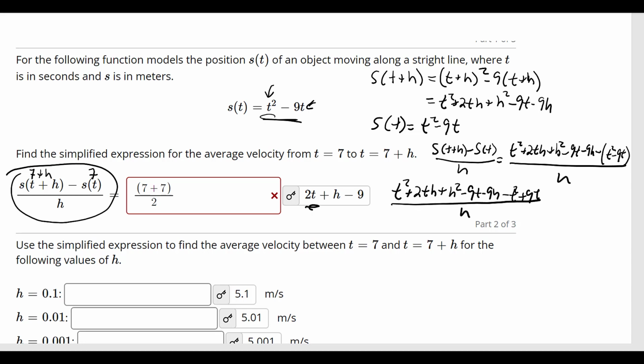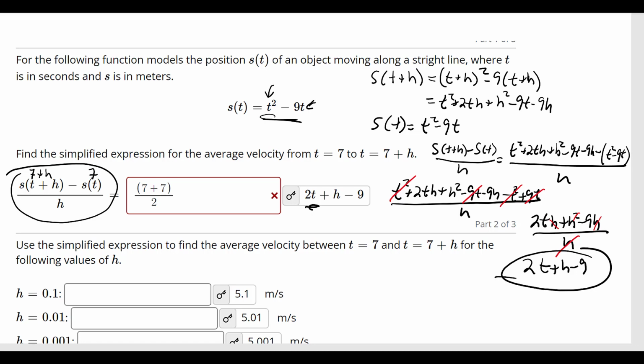And I'll go ahead and switch over to red to see what subtracts out. The t squareds go away, the 9t's go away, and what's left is this 2th plus h squared minus 9h all over h. And I could divide h out of each of these terms in the numerator, there and there and there, and we're left with 2t plus h minus 9. And that's the answer they're looking for here.